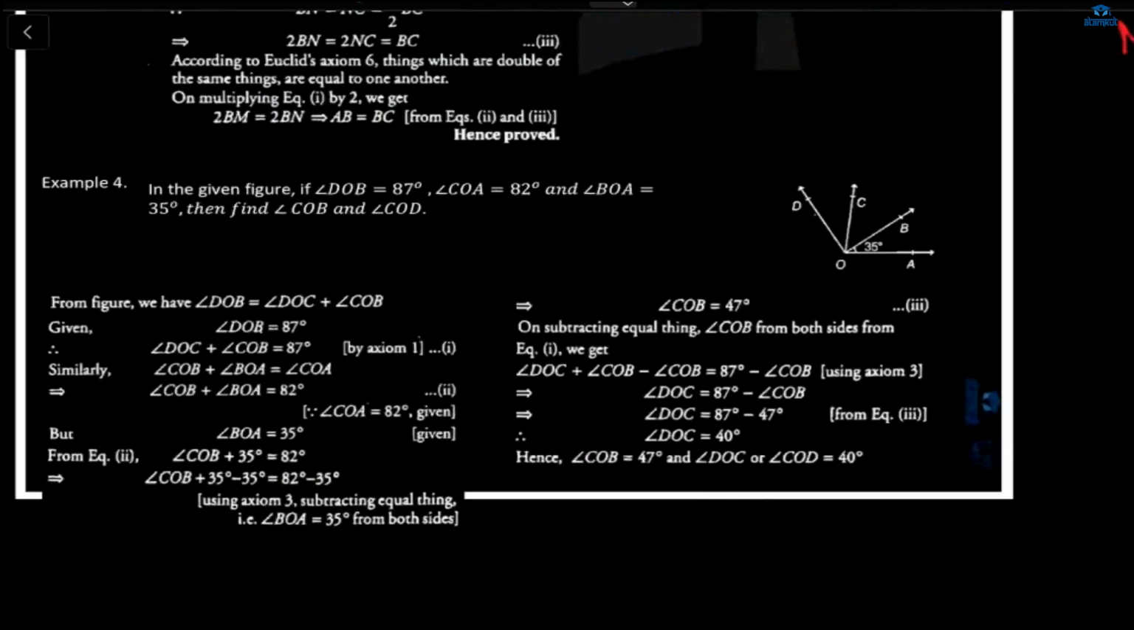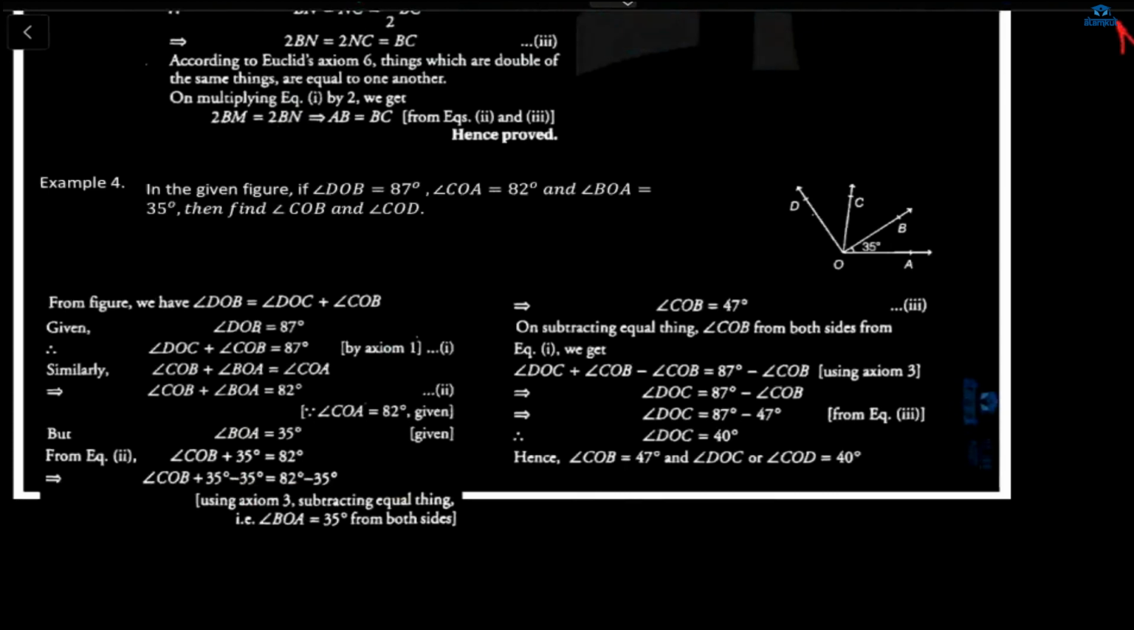Now, question number 4. In the given figure, angle DOB is equal to 87 degrees. You can see I have marked BOA as 35 degrees. The other two angles, DOC and COB, together sum to 87 degrees because angle DOB is given as 87 degrees. Angle COA is 82 degrees and BOA is 35 degrees. Now find COB and COD separately.